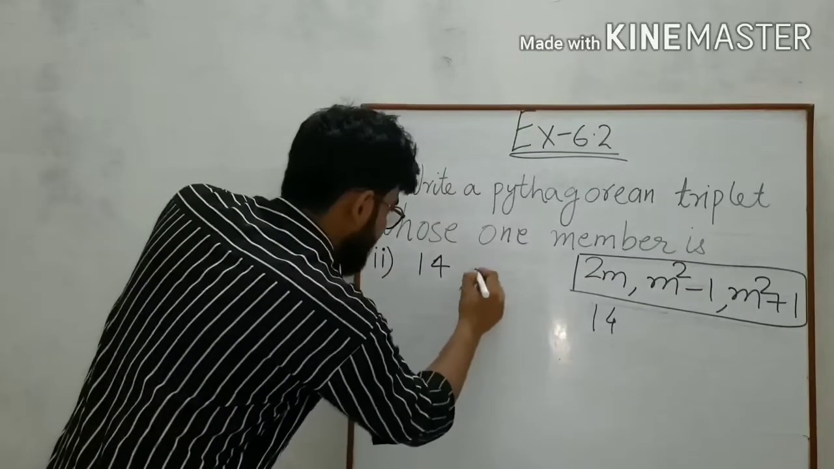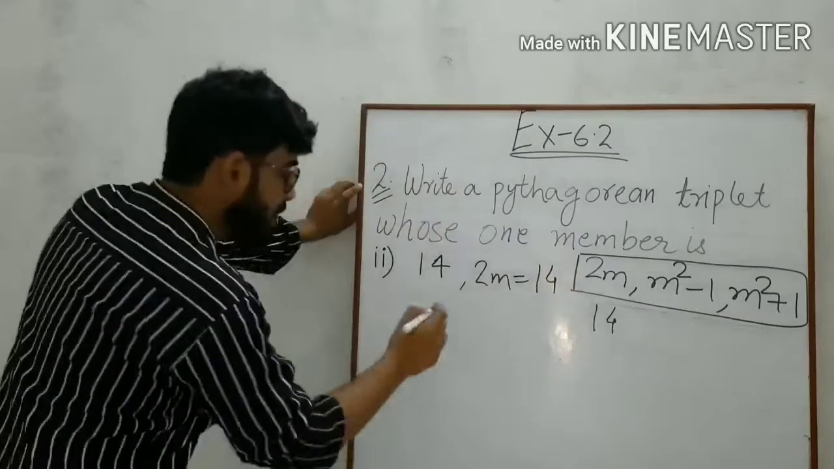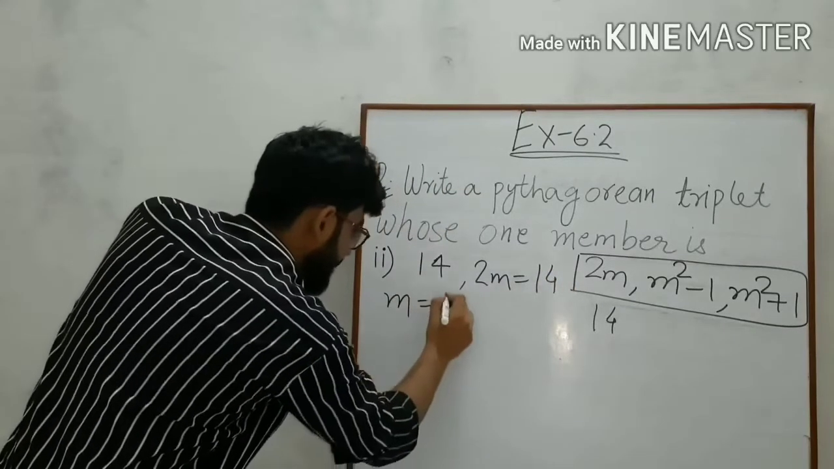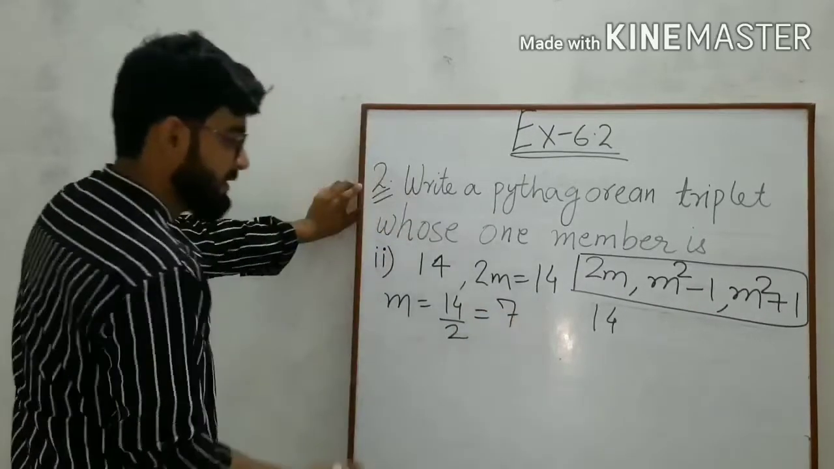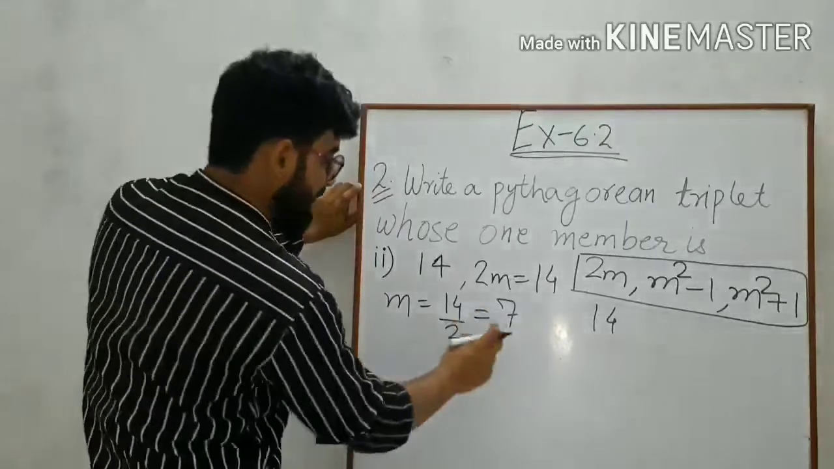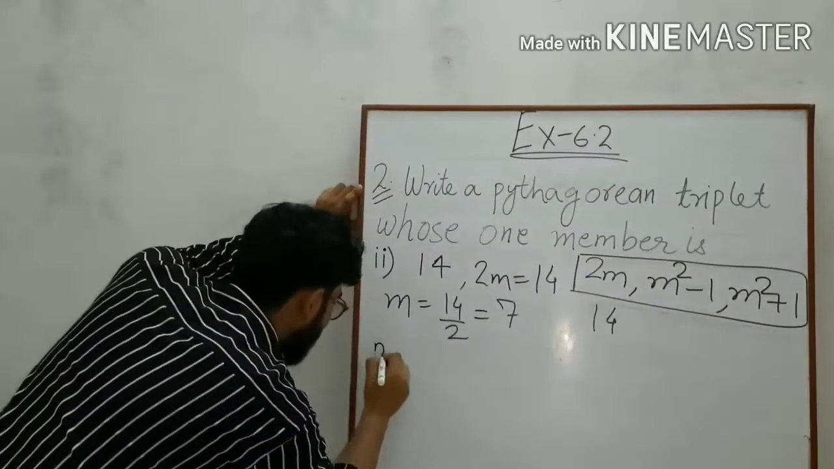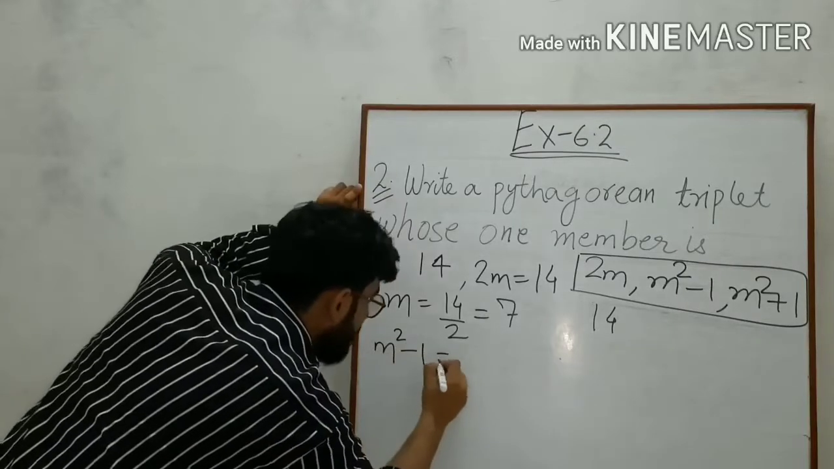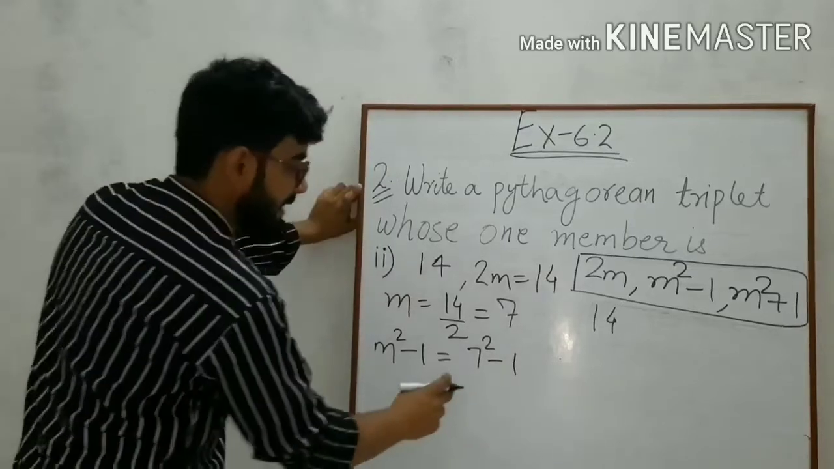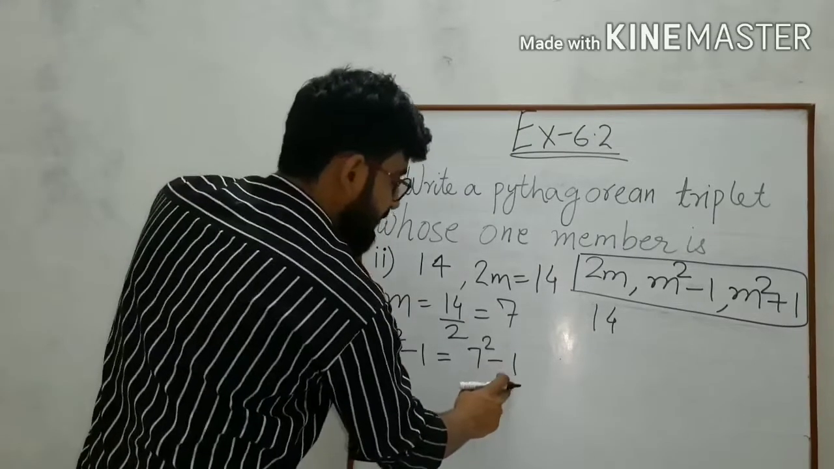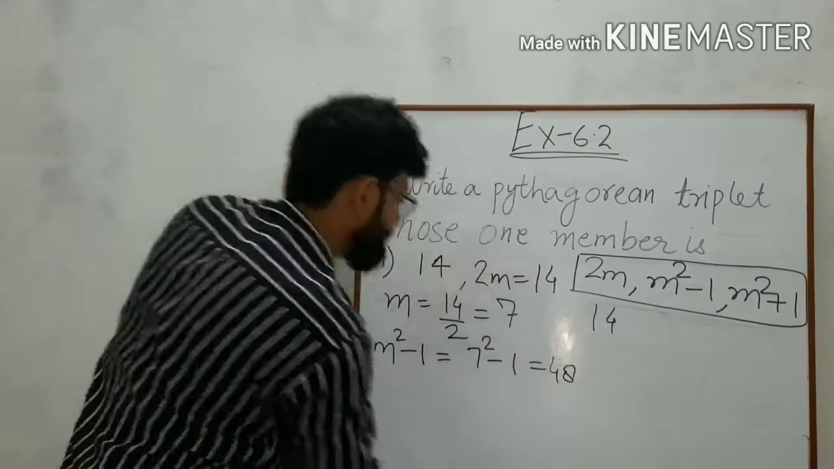So we can consider 2m is equal to 14. Any problem? So m comes out to be 14 upon 2, which is equal to 7. So you get the value of m. Now apply this value of m here and here. So m square minus 1 is equal to, m is 7, so 7 square minus 1. And we know that the square of 7 is 49, minus 1, that is 48. Any problem?